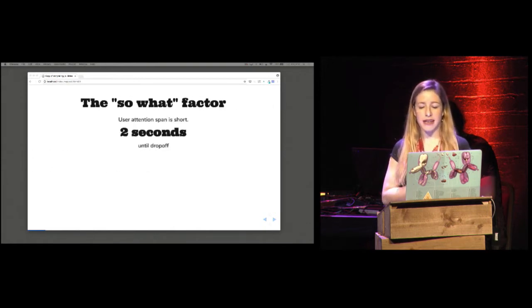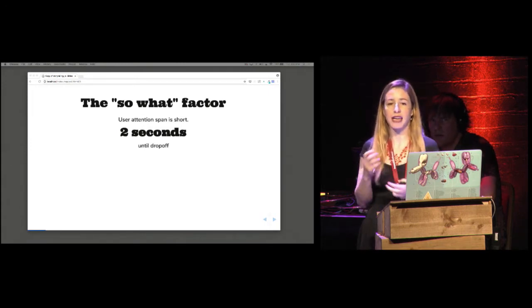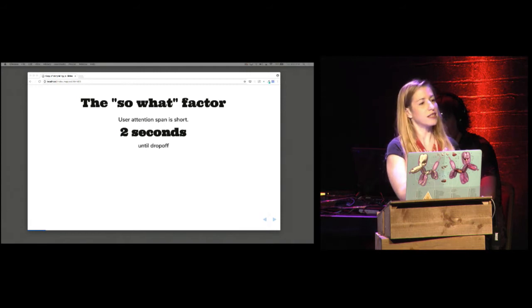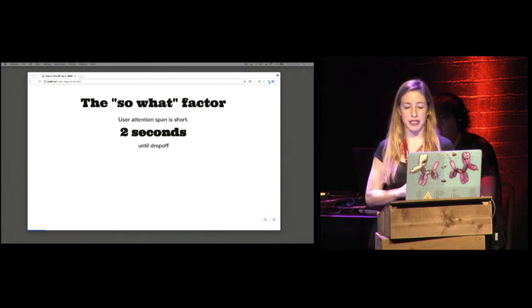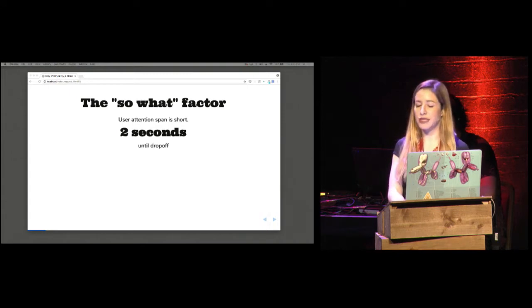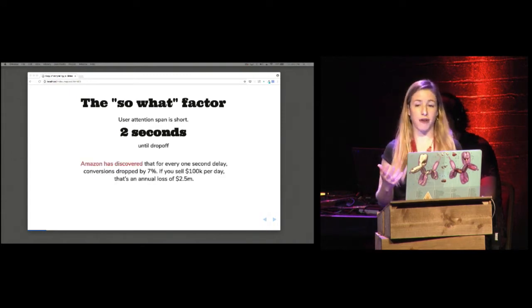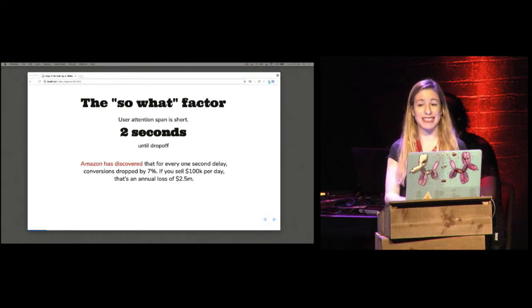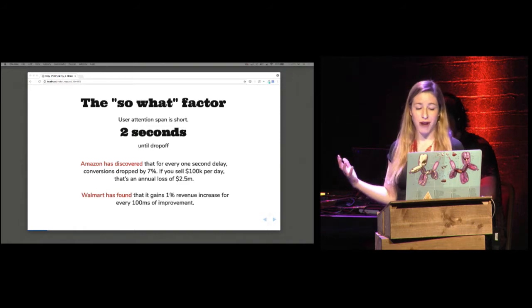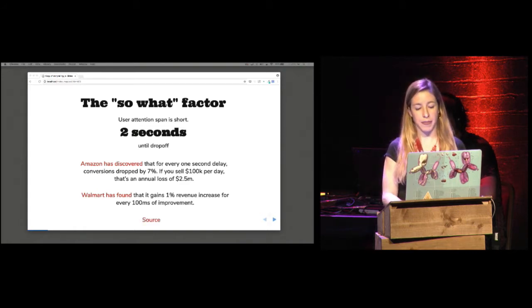So in storytelling and in building websites, we have something called the so what factor. People start off intrigued, but that curiosity is really finite. And we talked a bit about that during Patty's speech too. So we know that user attention span is short. We have around 2 seconds before it completely drops off. Amazon's discovered that for every 1 second delay, conversions drop by 7%. Walmart has found that it gains 1% revenue increase for every 100 milliseconds of improvement.